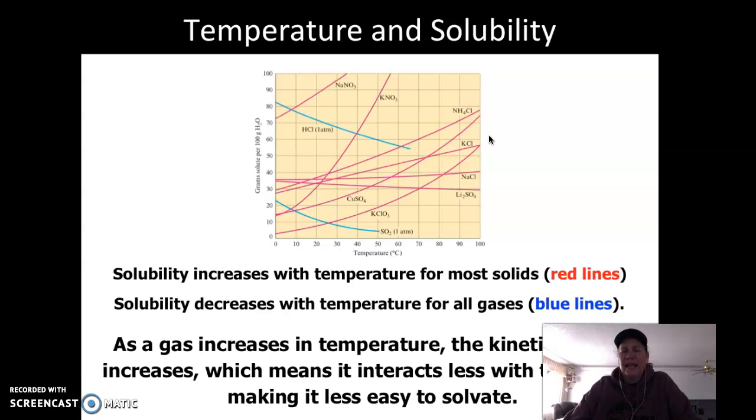Okay, so as a gas increases in temperature, the kinetic energy of the particles, they're moving so fast, they basically just escape. So now you don't keep them dissolved. So these two are gases, and that's why they decrease. Okay, and gases always decrease as you increase the temperature. But most solids dissolving in liquids increase.